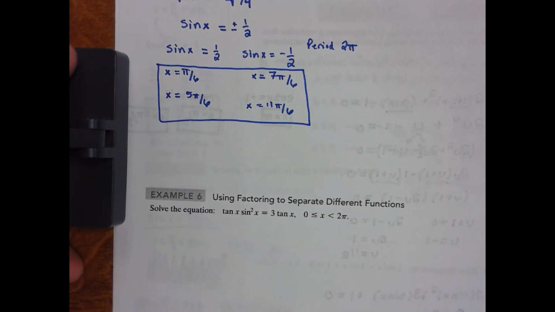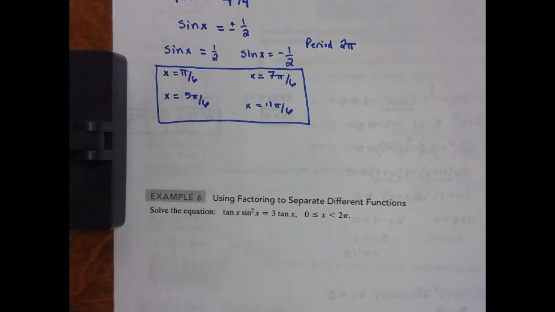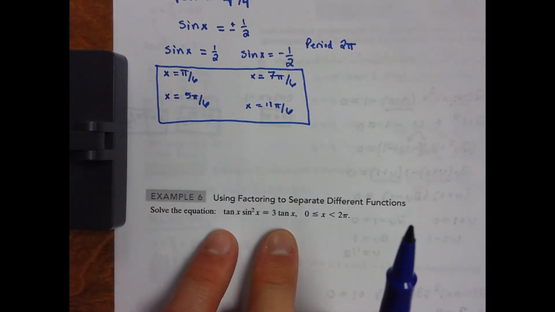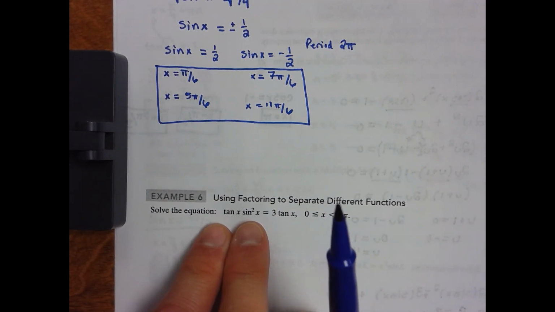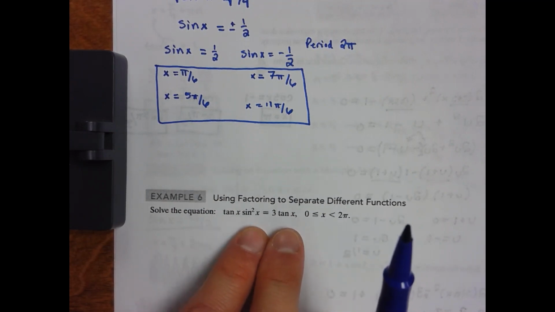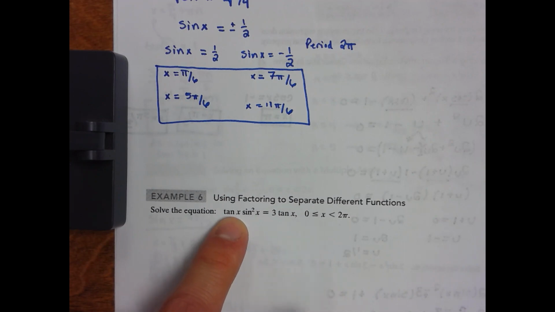And so at a quick glance, when I look at example 6 here, I'm noticing that there's a lot of trig terms in this equation. There's tangent of x, but that tangent of x is being multiplied to sine squared of x, and then it's equal to 3 tangent of x. Now, this is a term on its own, the tangent of x times sine squared of x.